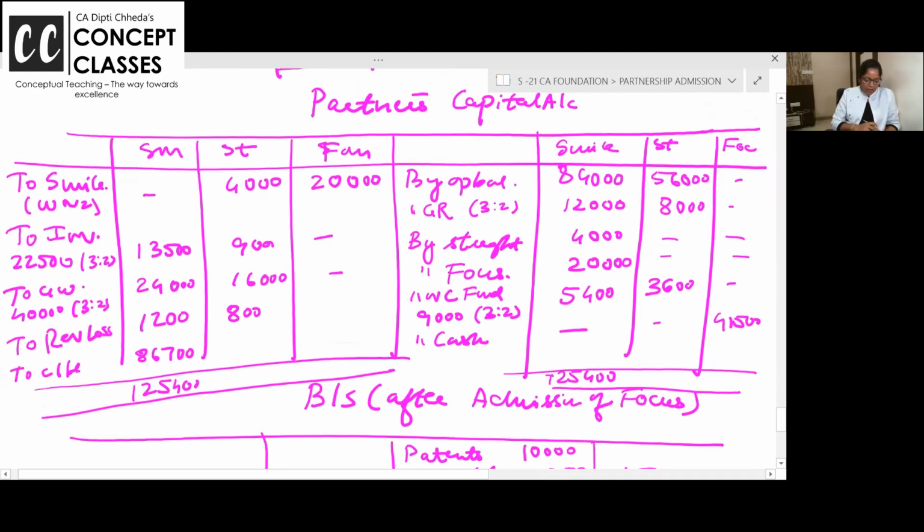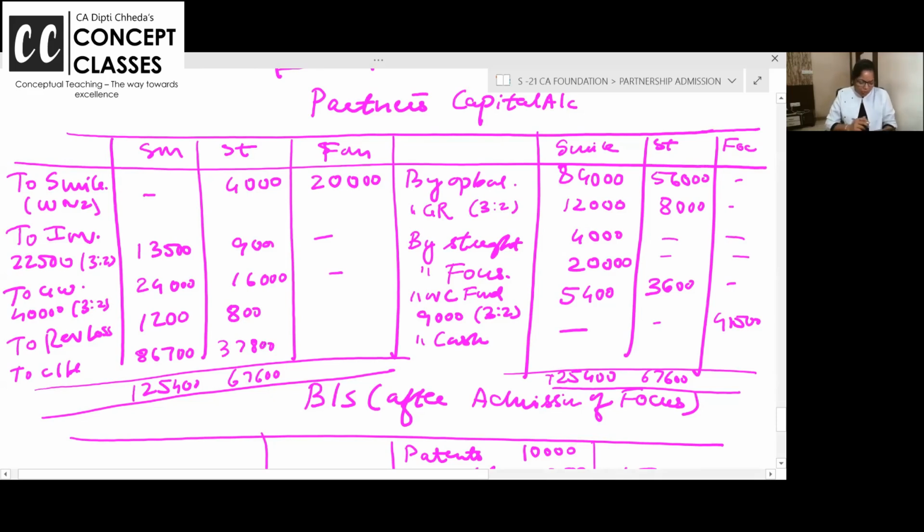Now, 56,000 plus 8,000 plus 3,600. 67,600 minus 4,000 minus 9,000 minus 16,000 minus 800. 37,800. Are you all able to do or not?